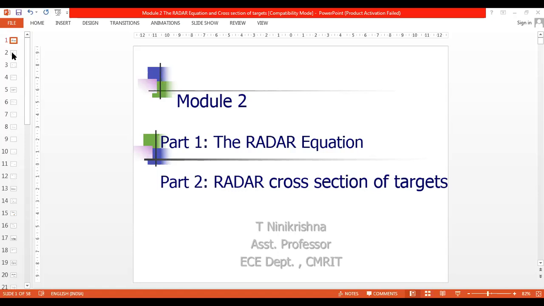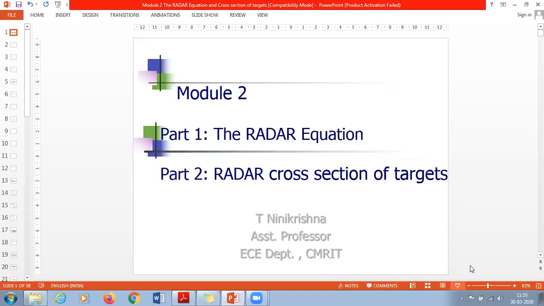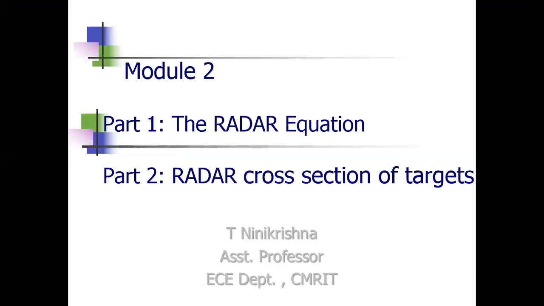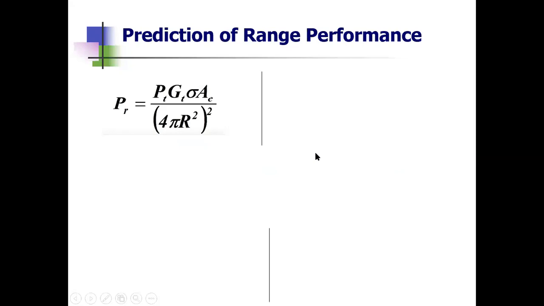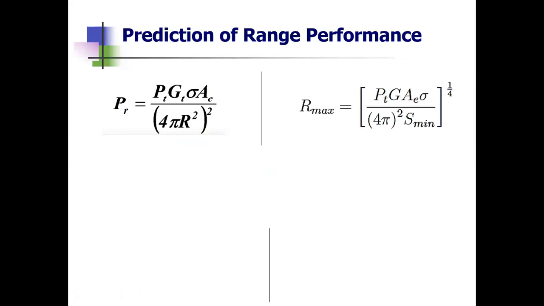Now let us start with module 2. Let's go through the syllabus first of all. This is the syllabus of module 2. The first topic is prediction of range performance. So in this video, we'll be doing that topic. And then in the coming days, I'll upload the video of the other topics. Now let us start with the first topic, prediction of range performance.